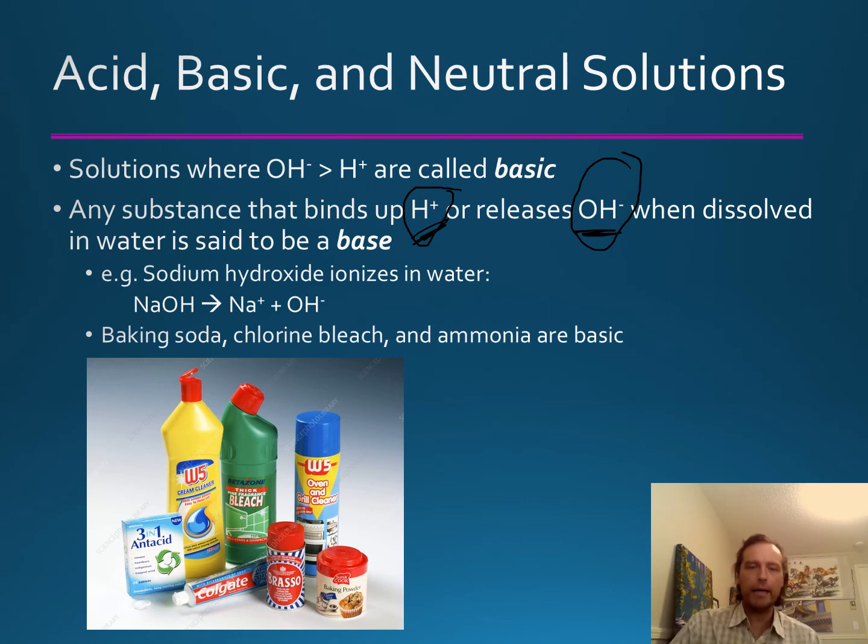Sodium hydroxide, also called NaOH, ionizes in water and becomes Na plus and OH minus. More OH minus means more basic. Here are a couple of examples of basic solutions or basic compounds: baking soda, chlorine bleach, which is super strong, and also ammonia.